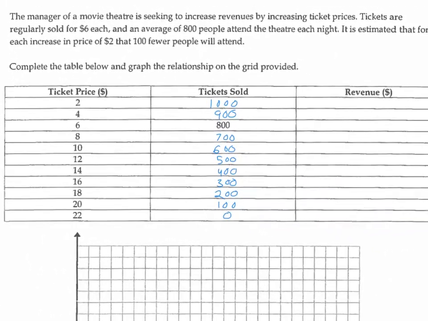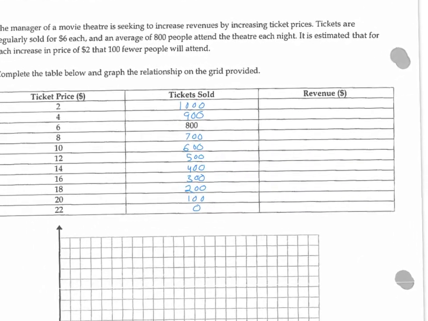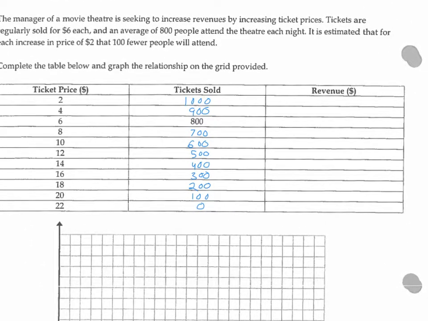Now, because we know the ticket price, and we know how many tickets are sold, we can calculate our revenue. So our revenue is basically the ticket price times the number of tickets sold. So if we have $2 tickets and we sell 1,000 of them, then we're going to make $2,000. If we have $4 tickets and we sell 900 of them, then we're going to make $3,600. So calculate the rest of your revenues correctly, these are the numbers that you should end up with.